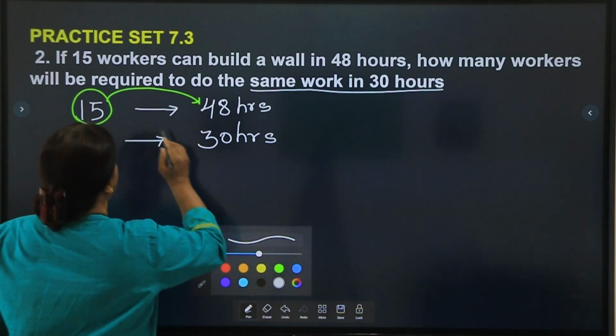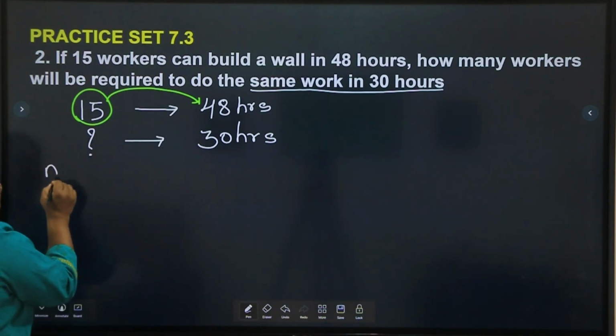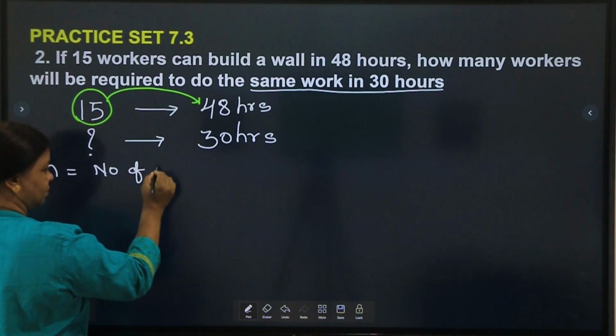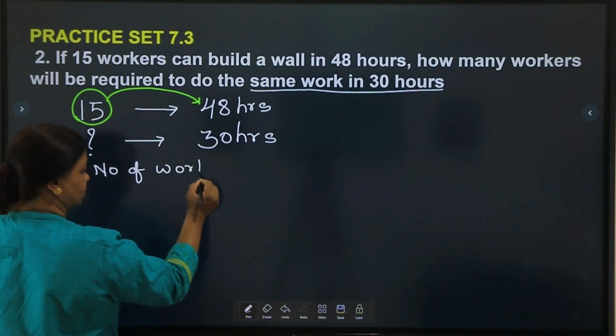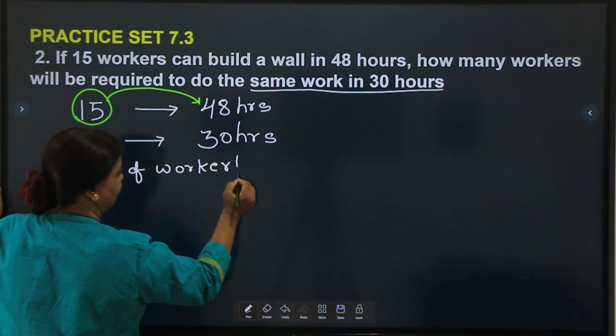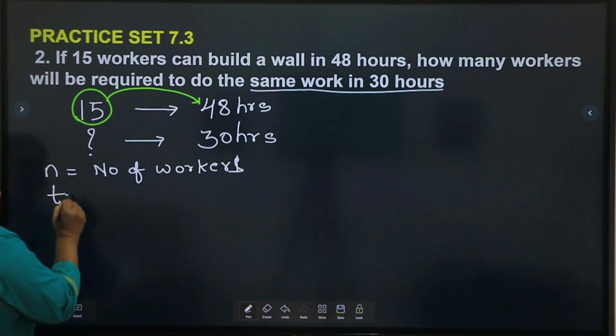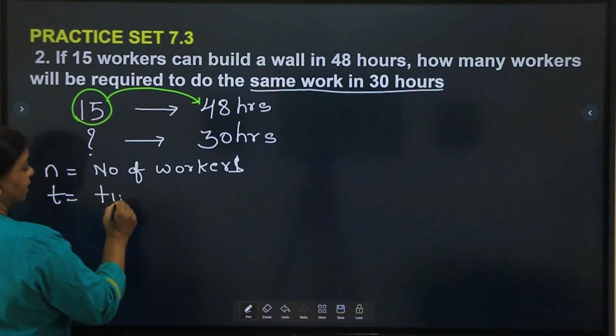Let's begin. Let us assume N is equal to number of workers and T is equal to time taken.